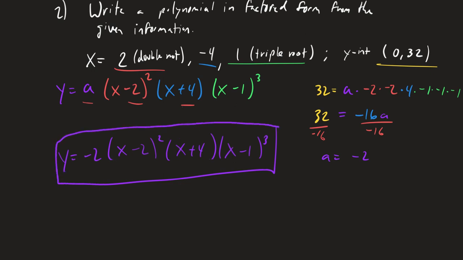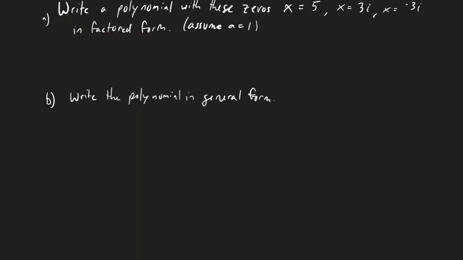Not too bad. Last example I'm going to do here. Write a polynomial with these zeros in factored form. We're going to assume a is 1 and then write that polynomial in general form. This will be kind of like problem 17 and then 18. This one will be more like 17 though because it has the imaginary zeros in it, whereas 18 has just all real zeros. But we're going to assume a is 1. So this one's a little bit simpler as far as that.